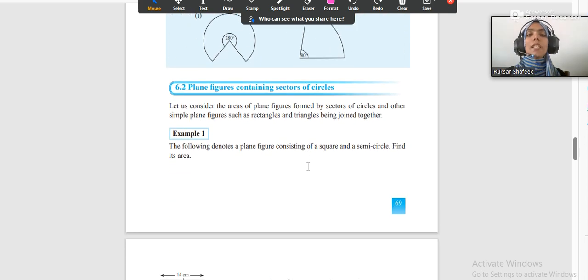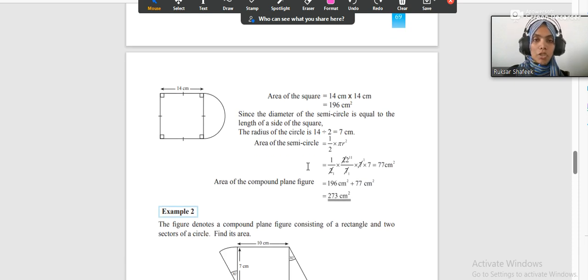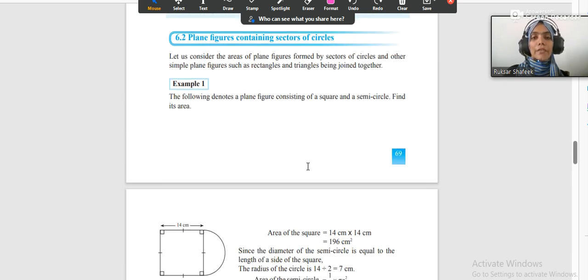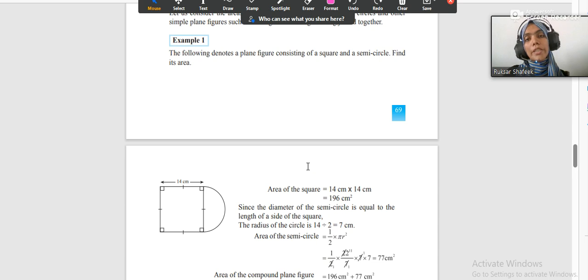Moving to the next part, it's plane figures containing sectors of circles. This is where two or more sectors are put together, or two plane figures are combined together to form a shape, and we need to find the area. For example 1, they are telling us the following denotes a plane figure consisting of a square and a semicircle, and you have to find its area.